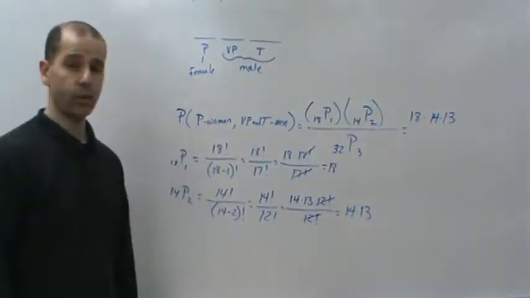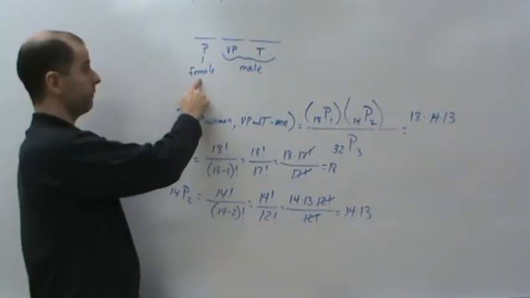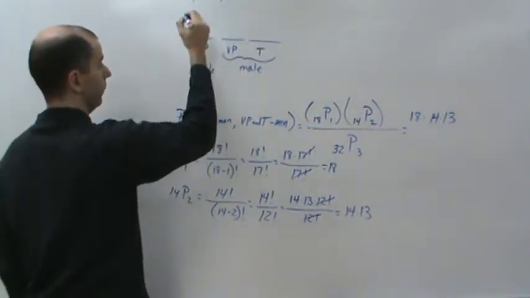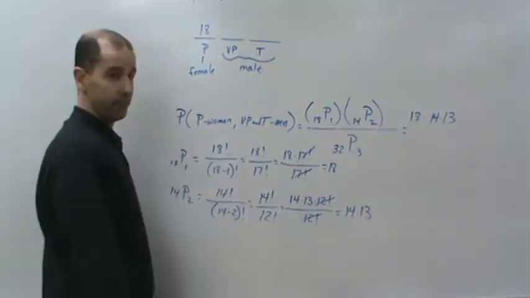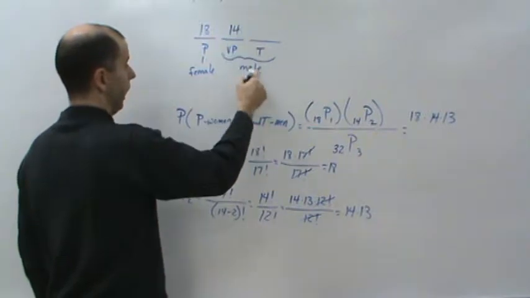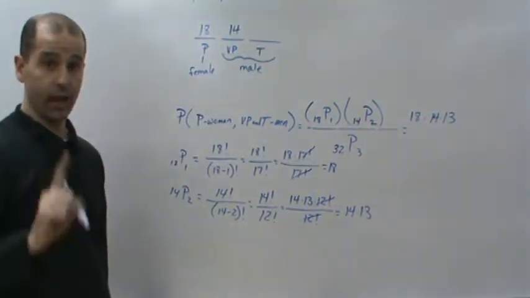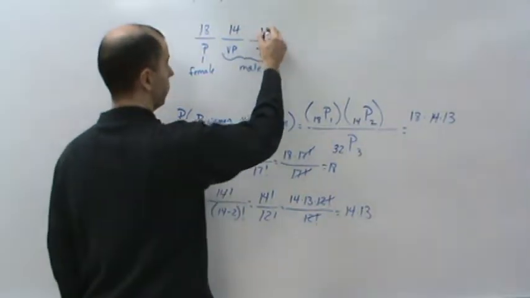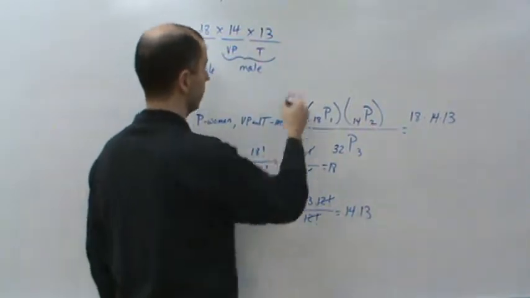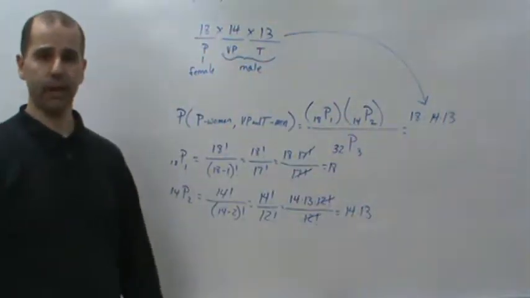Right? Watch what happens. How many females do I get for the first position of president? 18. How many males do I have for vice president? 14. Now, how many men do I have for treasurer after I choose the vice president? One less. Use the fundamental counting principle. Look at that. I get the exact same thing.